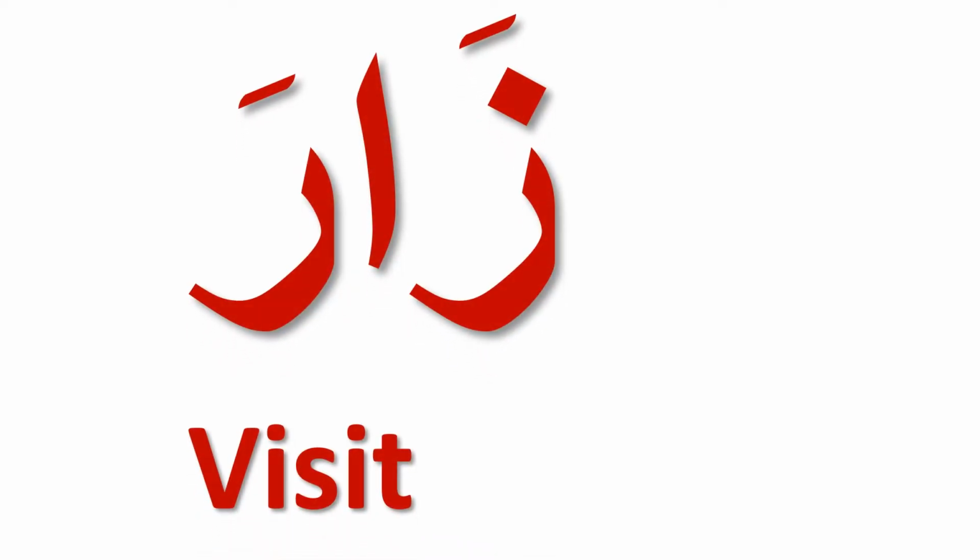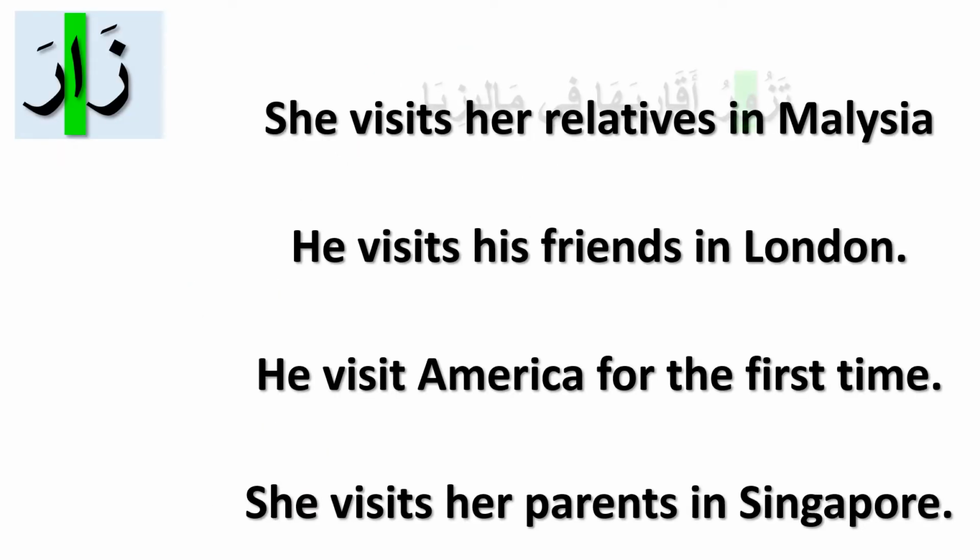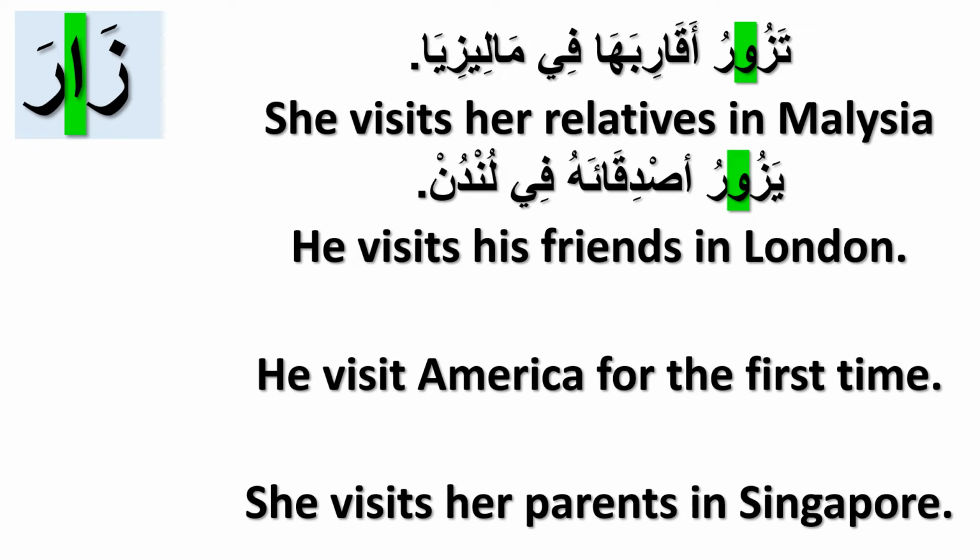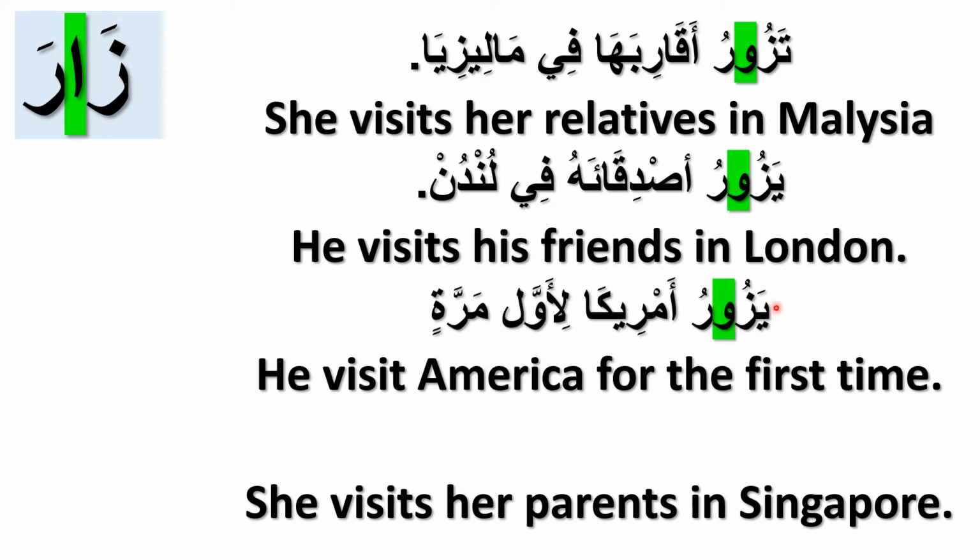Today we are going to be working the verb زار, visit. Let's start off with these 4 examples in the present tense. تزور أقاربها في ماليزيا. She visits her relatives in Malaysia. يزور أصدقاءه في لندن. He visits his friends in London. يزور أمريكا لأول مرة. He visits America for the first time.